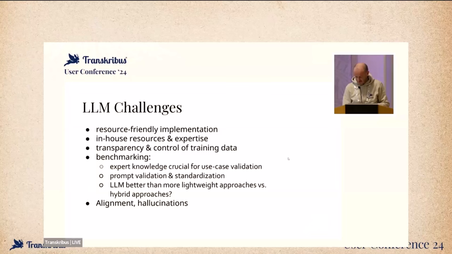Then when it comes to data, something we already do now but which is important to do also in the future is transparency when it comes to the training and fine-tuning of the models, and obviously the control of the training data, which is different than it is now. Michael already mentioned the benchmarking. There we have a lot of expert knowledge for use case validation, for prompt validation and for standardization. It's also interesting for us if we can combine our existing techniques or different kinds of expert models with LLMs, so that we have a workflow like Google is doing with Bard, a bit in this direction.